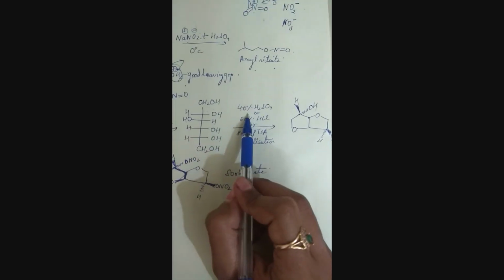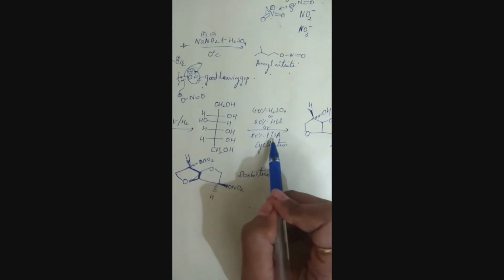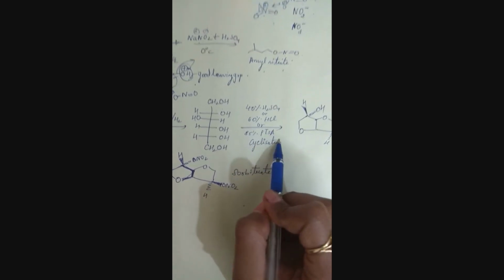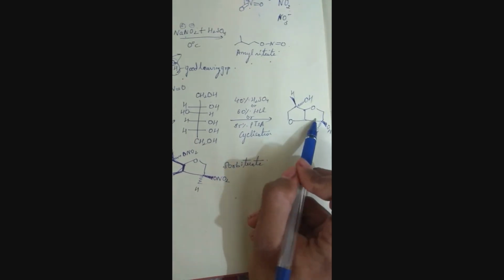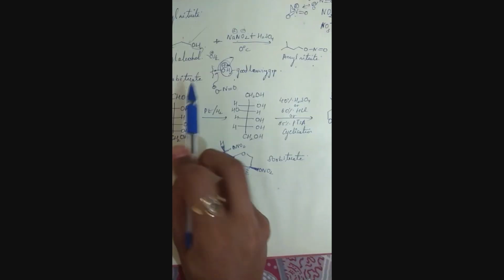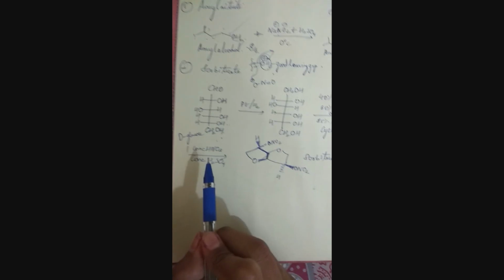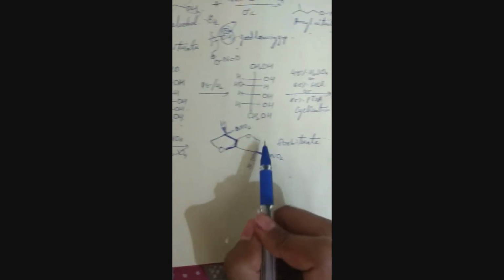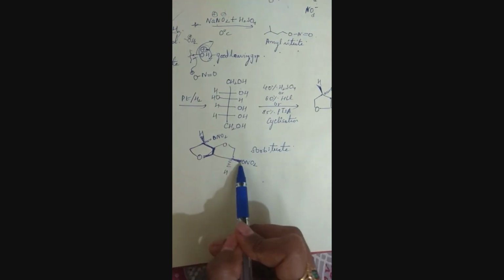This on treatment with 40% H2SO4 or 60% HCl or 85% PTSA, PTSA is nothing but para-toluene sulfonic acid, undergoes a cyclization. And then as it is sorbitrate, we know nitrate should be present. So this on treatment with nitrating mixture, that is concentrated HNO3 and H2SO4, we get sorbitrate, where OH groups are simply substituted by nitrate groups.